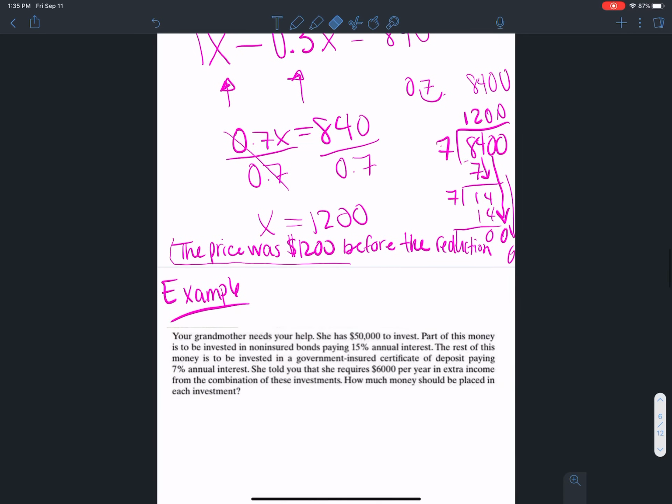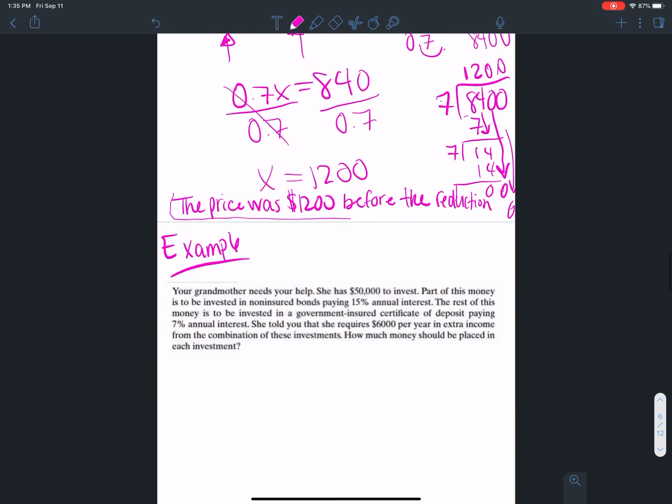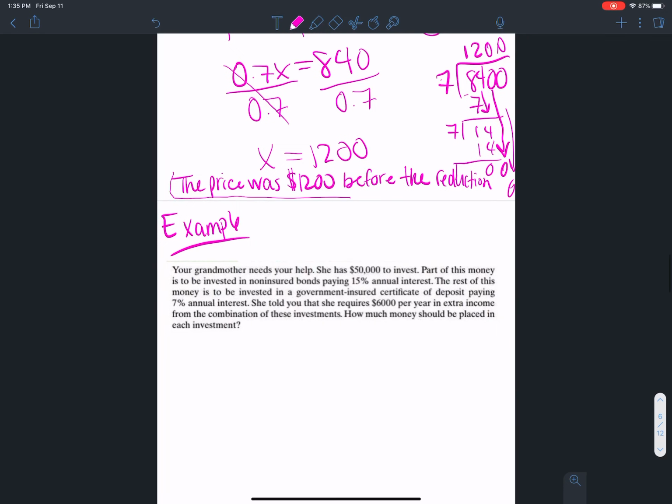Okay, so anyway, let's go to the next example. Your grandma needs your help. She has $50,000 to invest. Part of this money is to be invested in non-insured bonds paying 15% annual interest. The rest of this money is to be invested in a government-insured certificate of deposit paying 7% annual interest. She told you that she requires $6,000 per year in extra income from the combination of these investments. How much money should be placed in each investment?